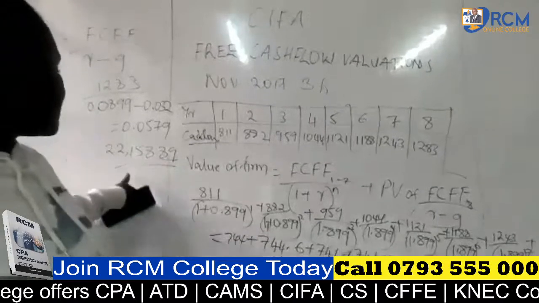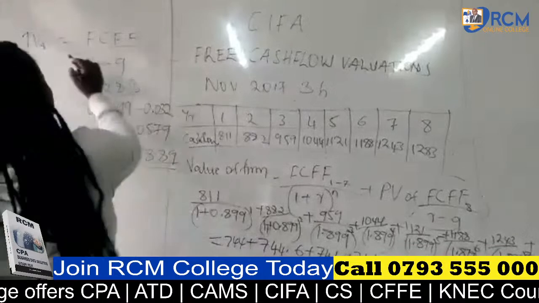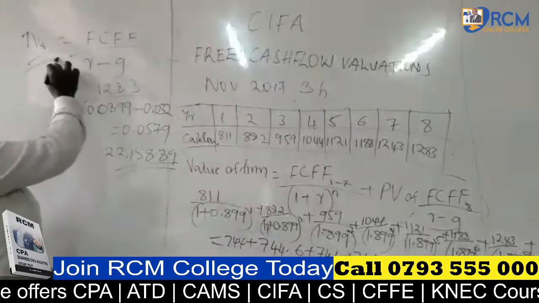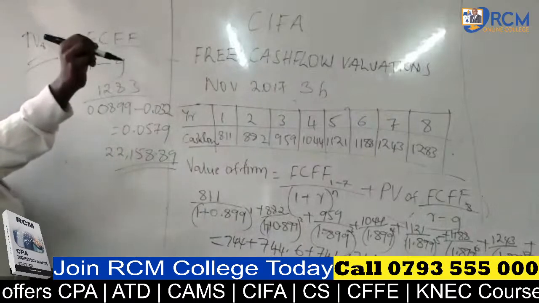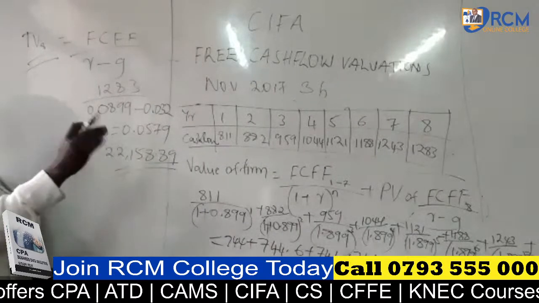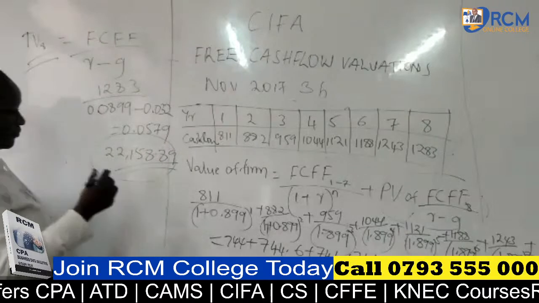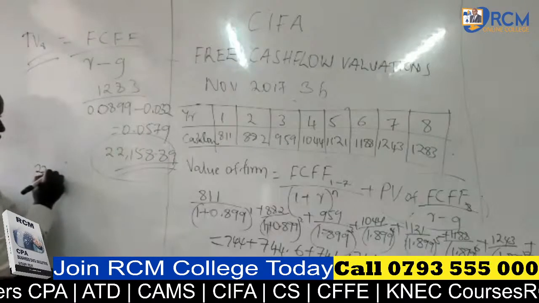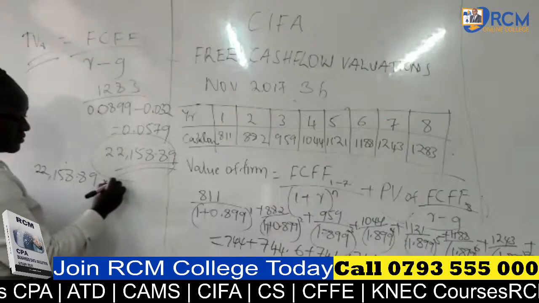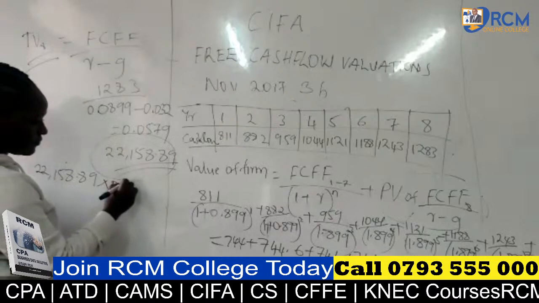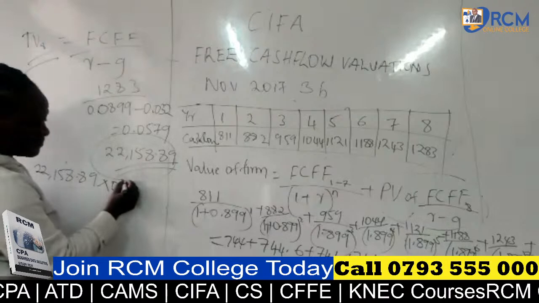So what is the present value of this? This is the terminal value at year 8. Now we want to get this value as at now. So we multiply 22,158 times the discount factor, 0.504.